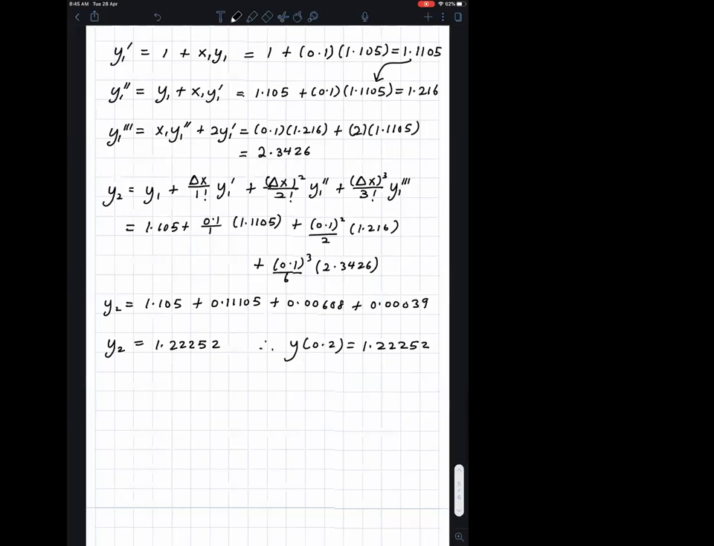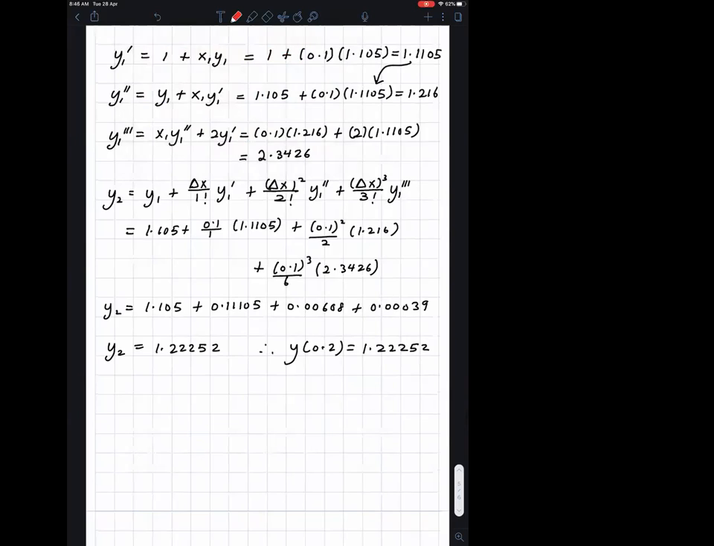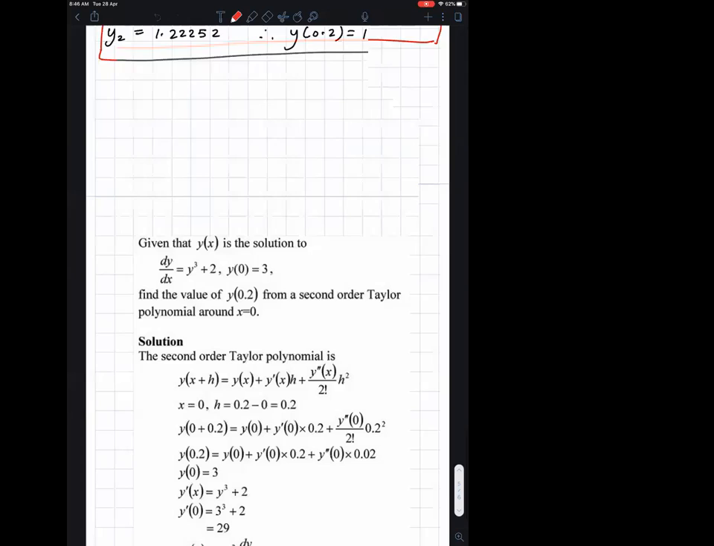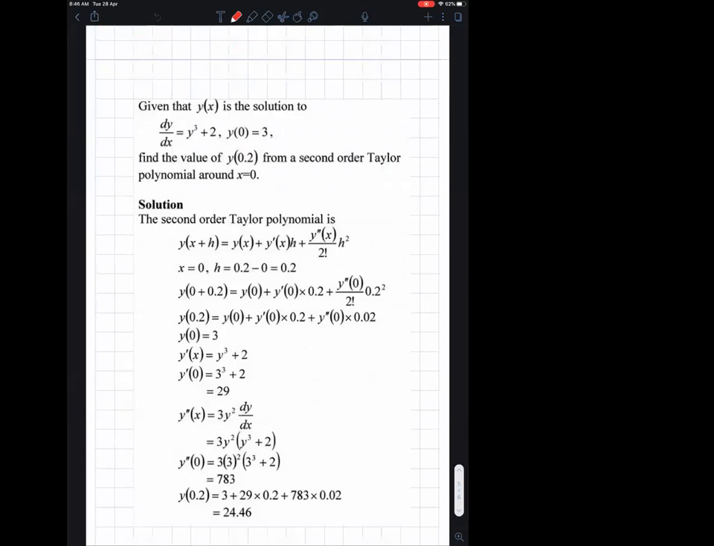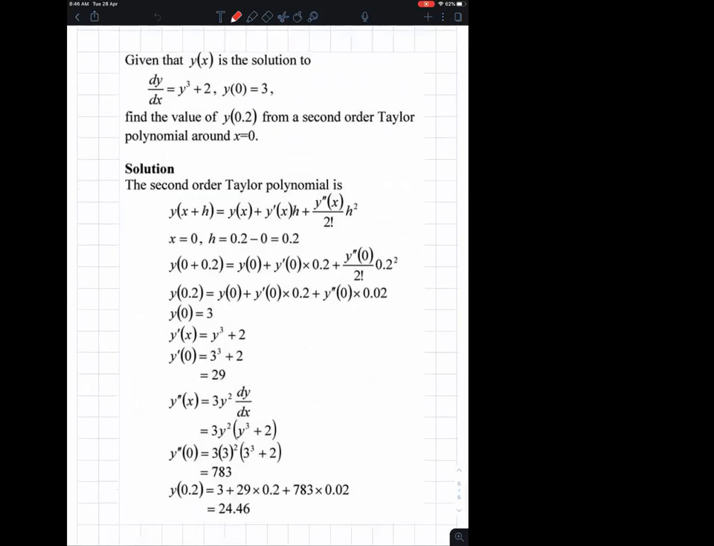So that's all I have for today. If you guys have any question, there's an example here that you can practice. Go ahead and practice this. In-between steps are not shown. You show your own steps and make sure you know how to do it. Okay, any other question?